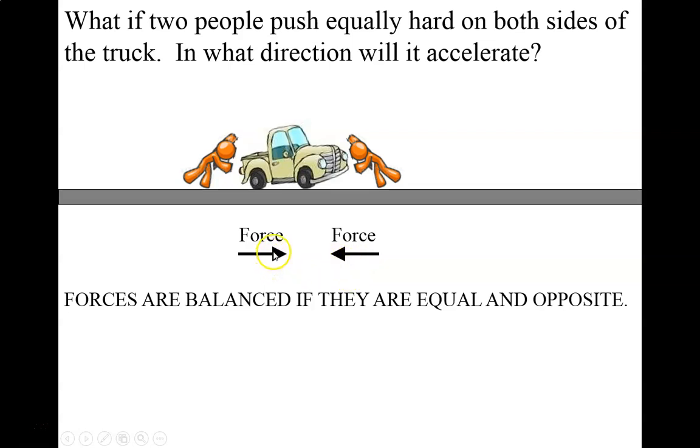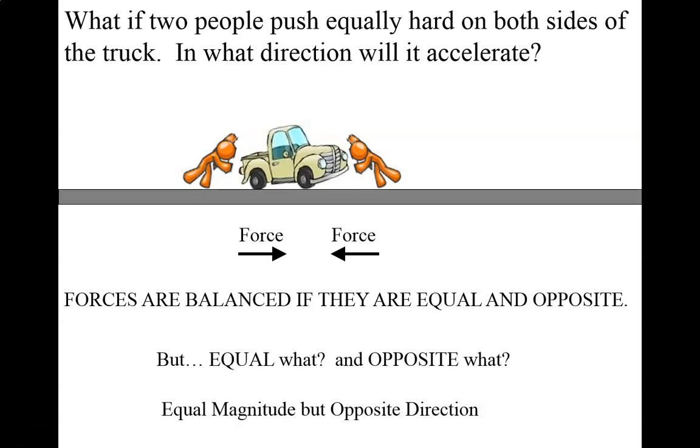Let's say we had 5 newtons to the right and 5 newtons to the left. That would add up to 0. So forces can cancel out if they are equal and opposite. And if the forces are equal and opposite, we say that they are balanced. If all the forces cancel out, we say that forces are balanced, if they are equal in magnitude and opposite in direction.